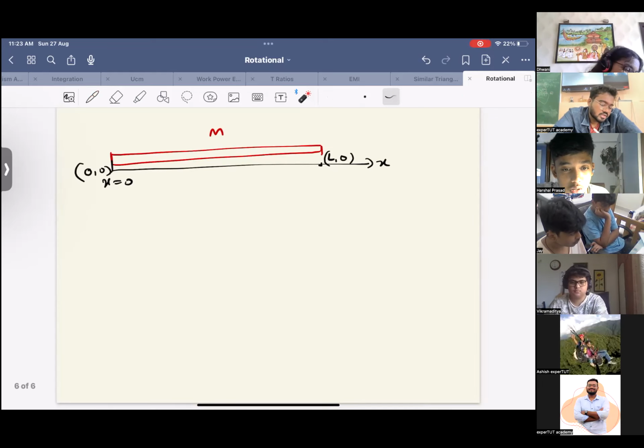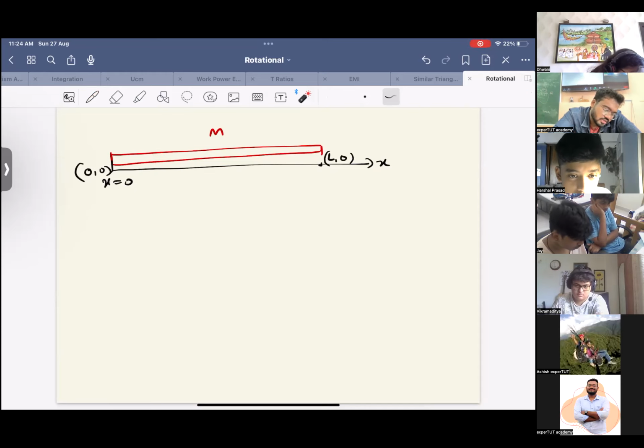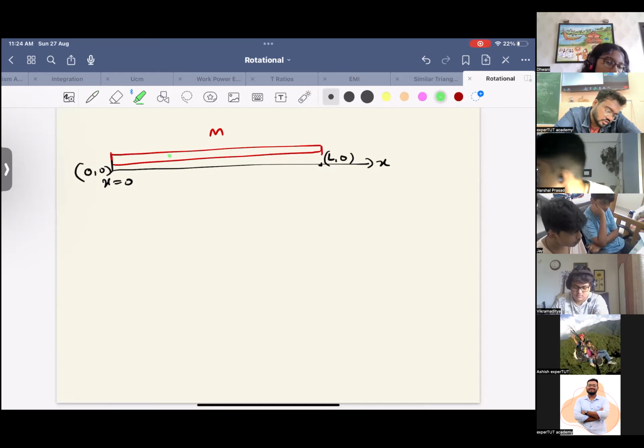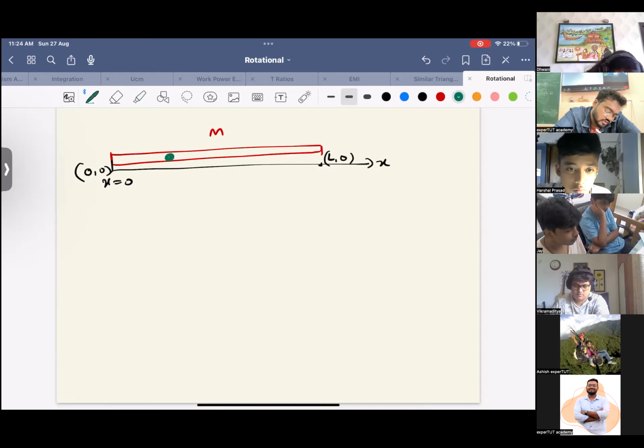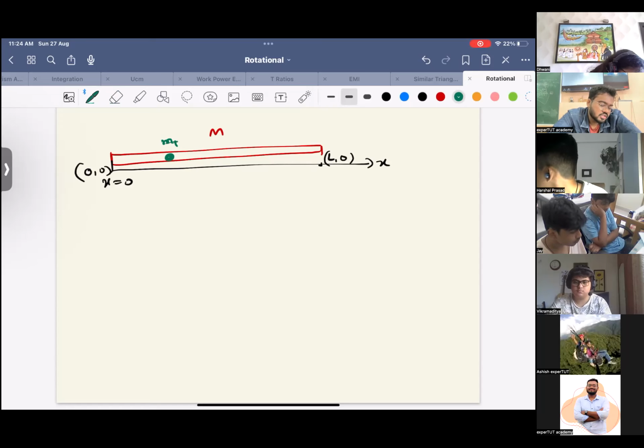You pick up any small mass. Let's say this mass. So you break the rod into small pieces. You take a small mass here, and its mass is, let's say, m1. Okay. Now, this is a uniform rod, so I'll show you the derivation. Okay, how is the derivation?